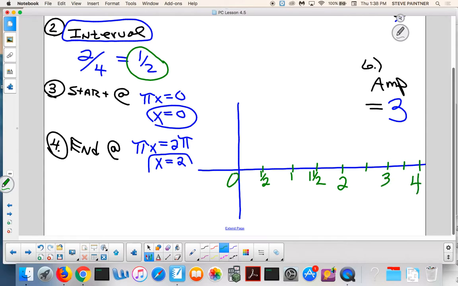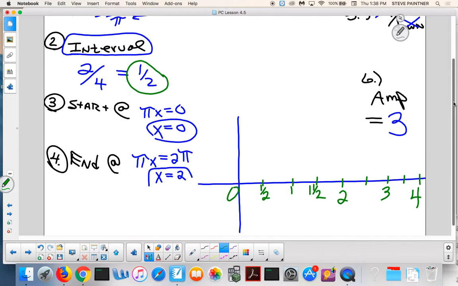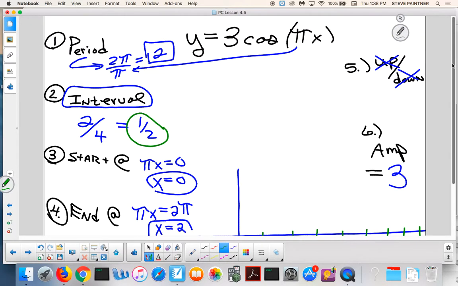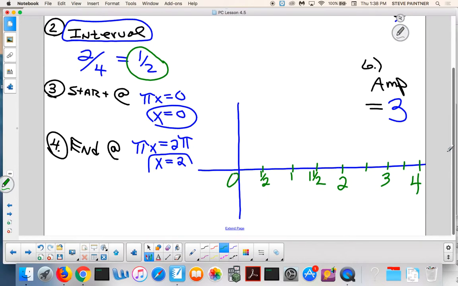4, 3. Okay. All right. Now, this is sine or cosine? Okay, so cosine starts where? On the origin? At the max. Okay, where's the max? Up 3, yeah. 1, 2, 3. There you are.